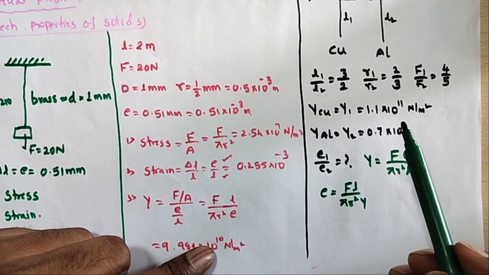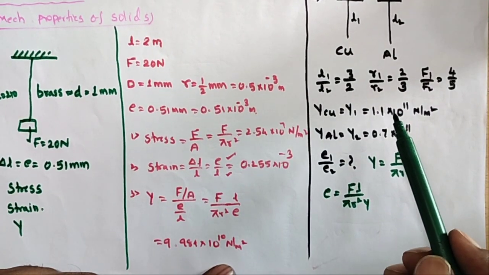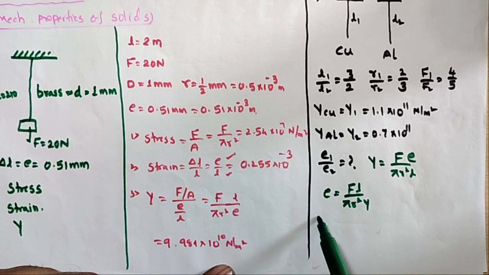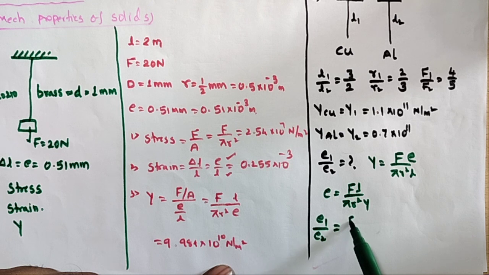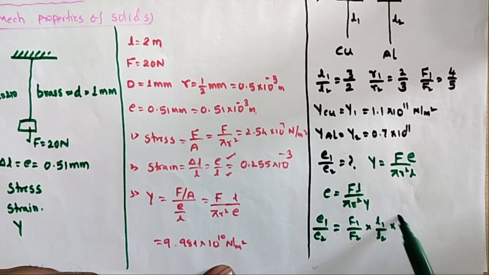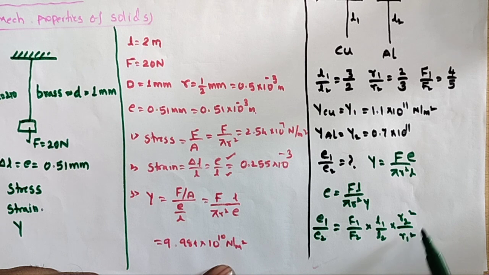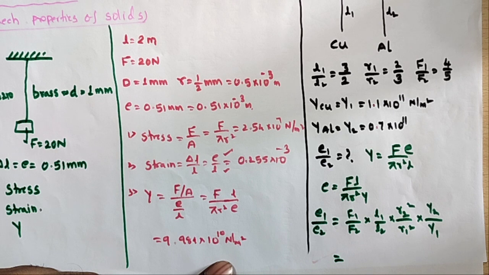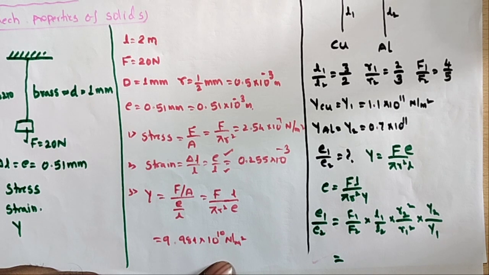When ratios are given, as I already explained in the previous video, it is very simple: take e1 by e2. F means F1 by F2, L means L1 by L2, pi cancels, R2 square by R1 square, and Y2 by Y1. Substitute all values and please calculate. Finally we get 189 by 110. Homework.